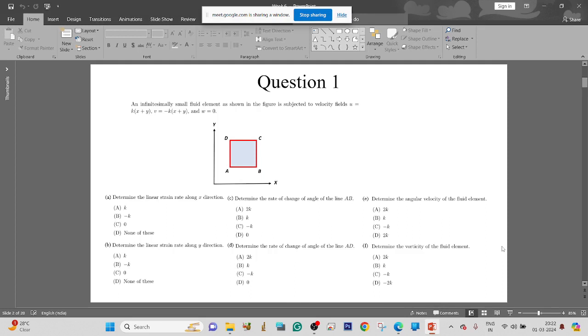An infinitesimally small fluid element as shown in the figure is subjected to the velocity field u is equal to kx plus y, v is equal to minus kx plus y, and w is equal to 0. So this is a two-dimensional field. There are 6 questions associated with this. Can you tell me the answers to each question? Can you solve this?